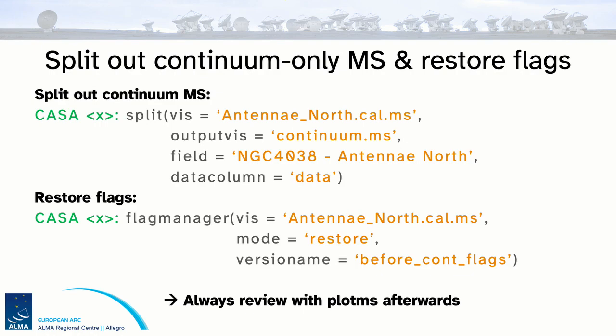You can create a new measurement set that is dedicated to continuum using the split command. Since we are working with a measurement set that only has science targets in it, the calibrated visibilities will be in the data column. However, if you are working with a measurement set that still has calibrator data in it, the calibrated visibilities are actually in the corrected column. Finally, you can restore the pre-continuum flags to the original measurement set using the flagmanager command. And you should always review your data in plotms after you've performed these tasks.